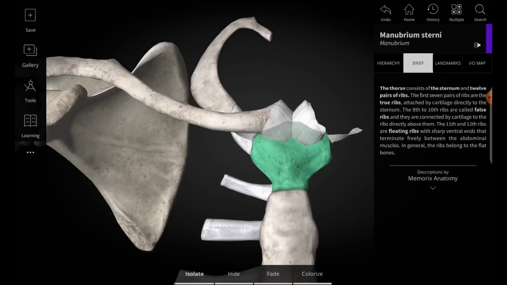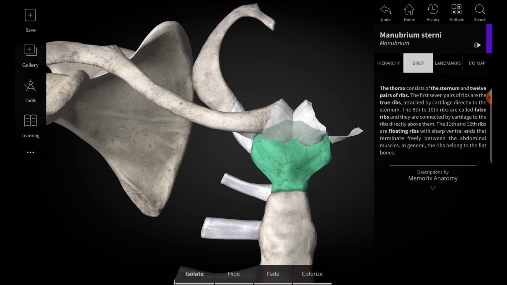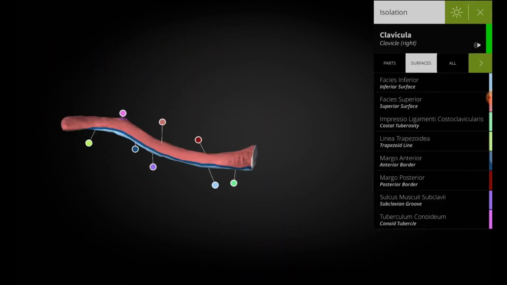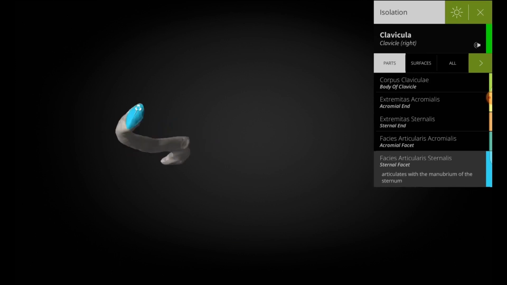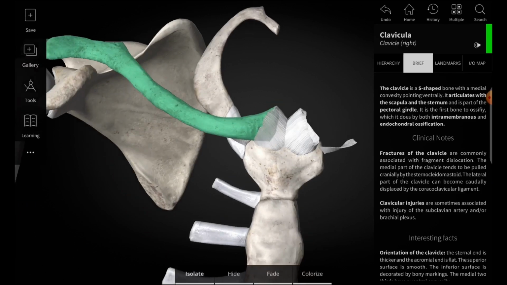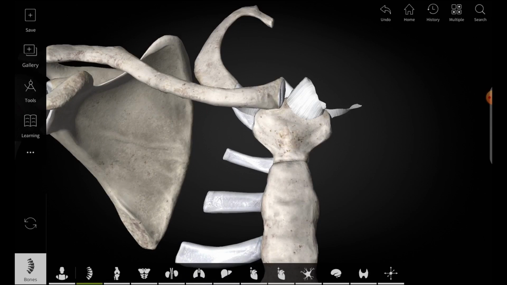So, on one hand, it is the incisura clavicularis of the sternum that contributes to the formation of the joint. On the other hand, the clavicle also has a corresponding area that helps form the articulatio sternoclavicularis. As we have already seen, this joint is located at the sternal end of the clavicle, the articular surface, the facies articularis sternalis, which also contributes to the formation of the joint.